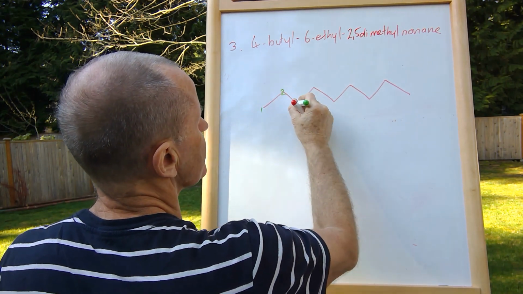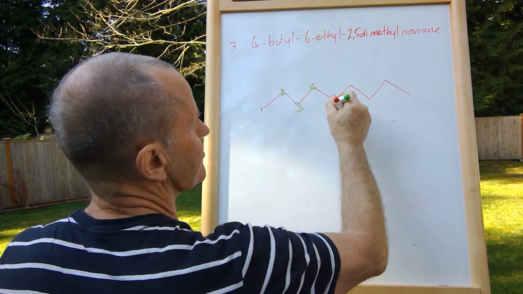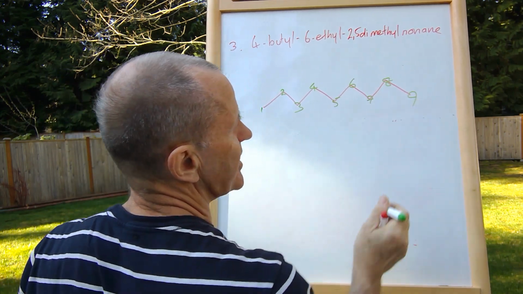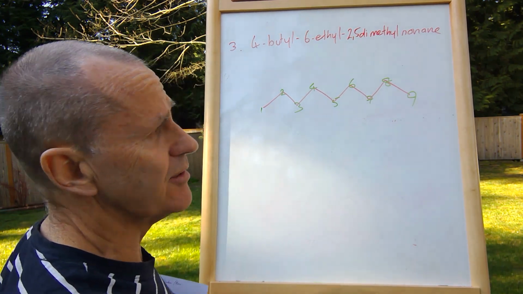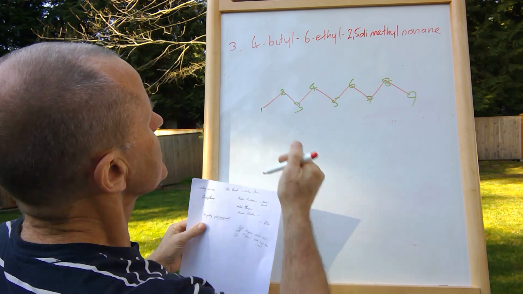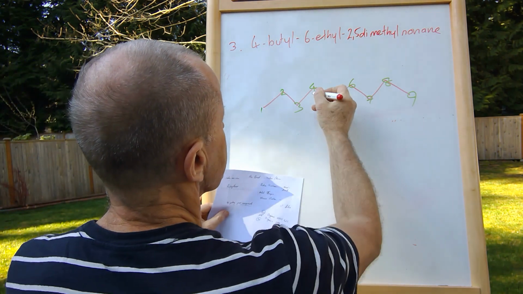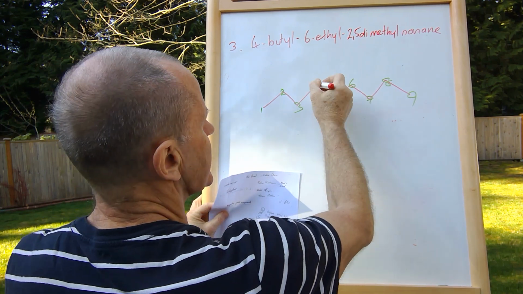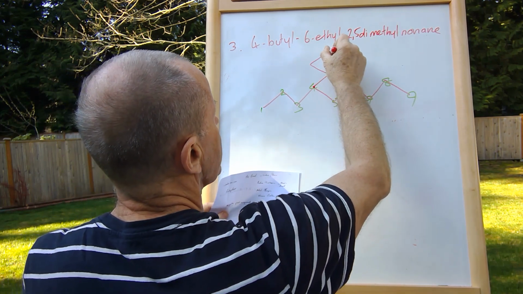And now it doesn't matter which way I go. I could do it from the right, but I'm going to do it from the left because we're all used to numbering from the left, and I don't see why we shouldn't continue with that. We may as well not overcomplicate things. So, attached to number 4, it's butyl. Here we go. We don't count that one because that's part of the main chain. We go 1, 2, 3, 4.